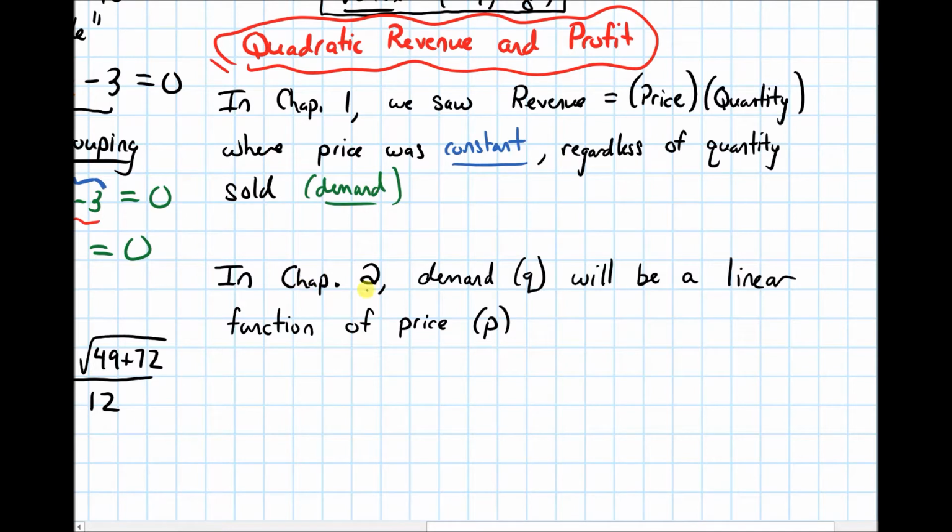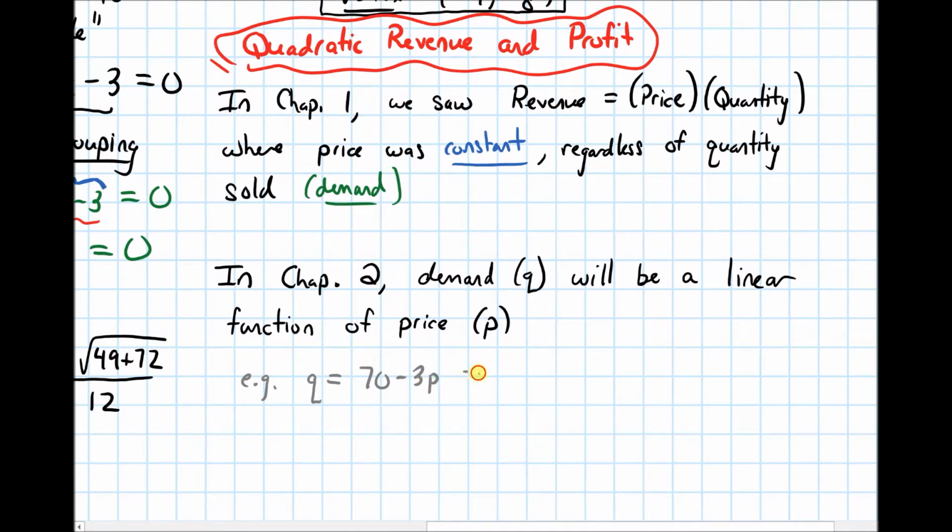In chapter 2, demand, Q, will be a linear function of price. And that we've actually seen before in parts of chapter 1, like we've seen how to write equations for Q that were linear. So let's say, hypothetically for example, that Q was something like 70 minus 3P. That's a linear function of price.